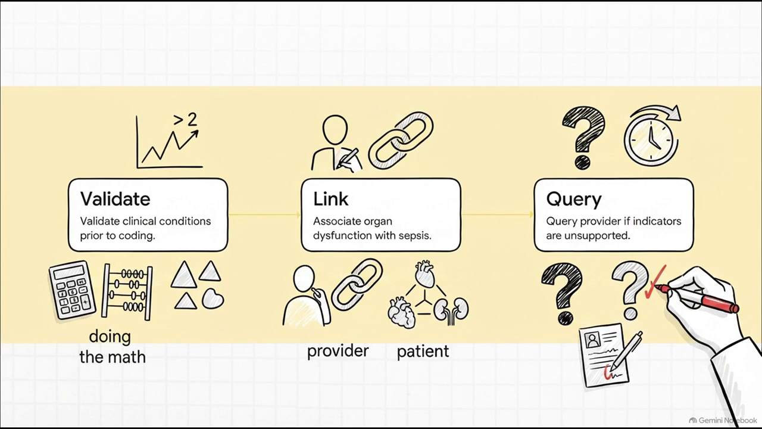Step 1. Validate the clinical indicators in the record yourself. Don't just take the word sepsis at face value. Actually do the math. Find that greater than 2-point SOFA shift based on the patient's unique baseline. Step 2. Ensure the provider explicitly links that organ dysfunction to the sepsis in their diagnostic statement. And step 3. If that shift is missing, or if the linkage is even slightly vague, query the provider immediately. Do not wait for an auditor to catch it.